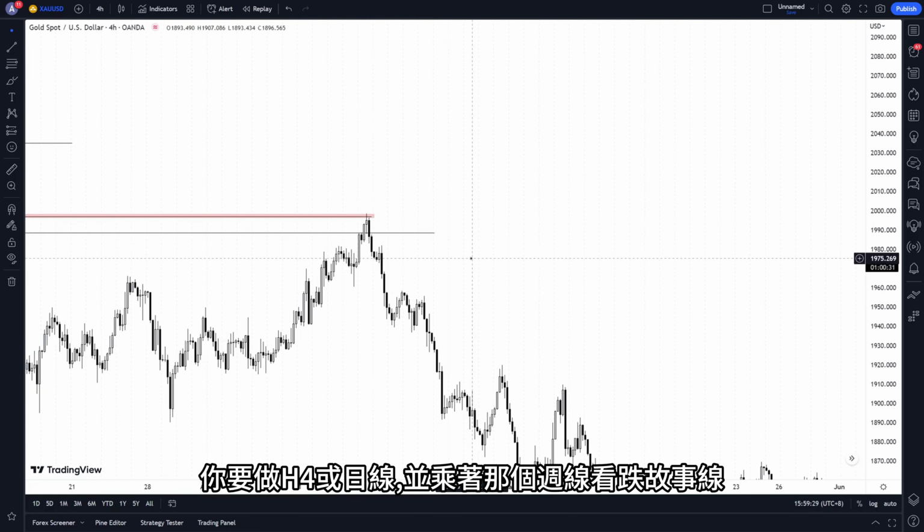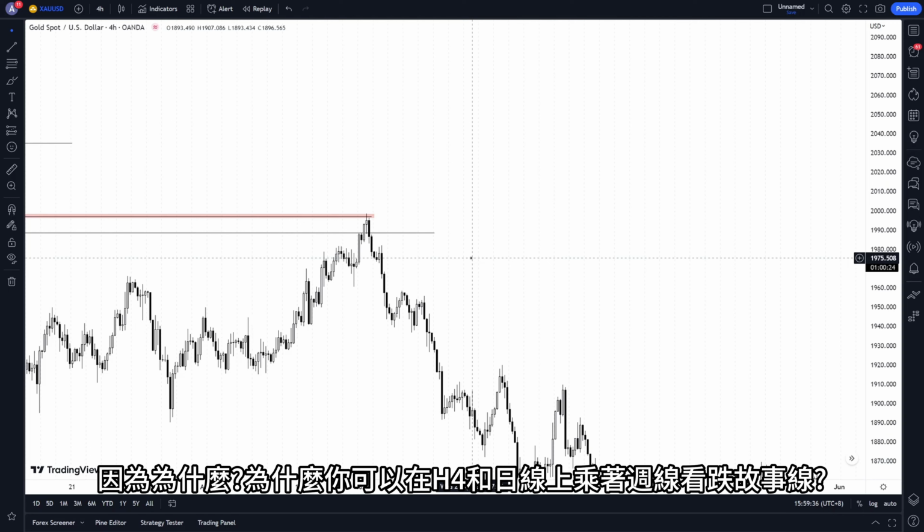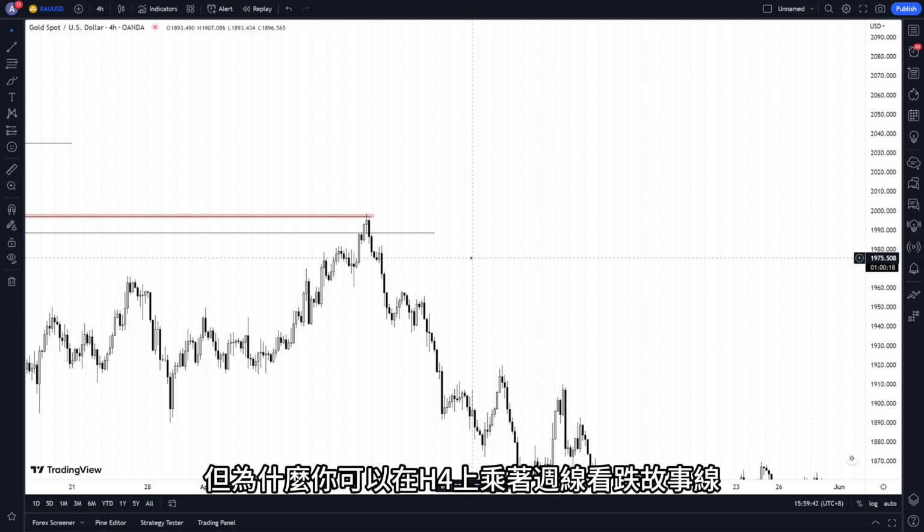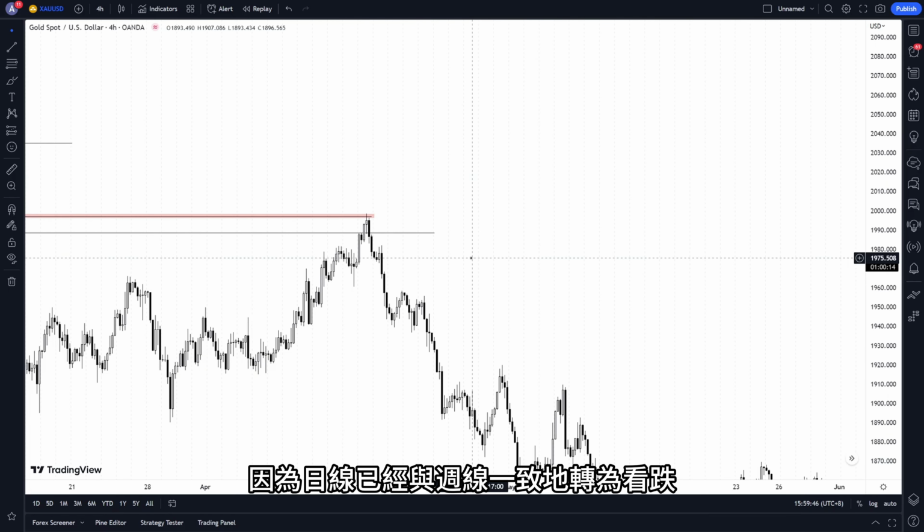You are going to play H4s or dailies and ride that weekly bearish storyline. Because why? Why can you ride the weekly bearish storyline on a H4 and on a daily? Well, on a daily it's fine because weekly bearish, but why can you ride a H4? Because the daily has turned bearish, in accordance with the weekly.